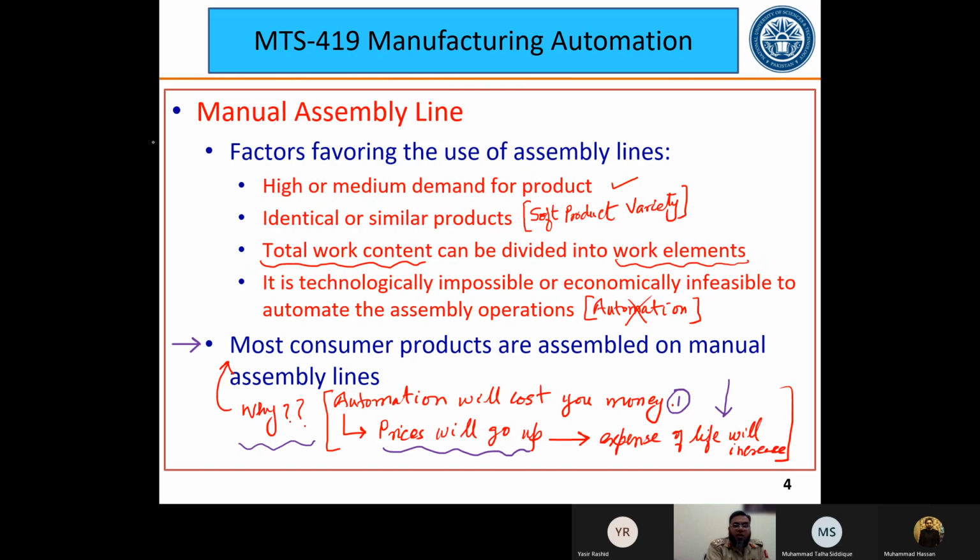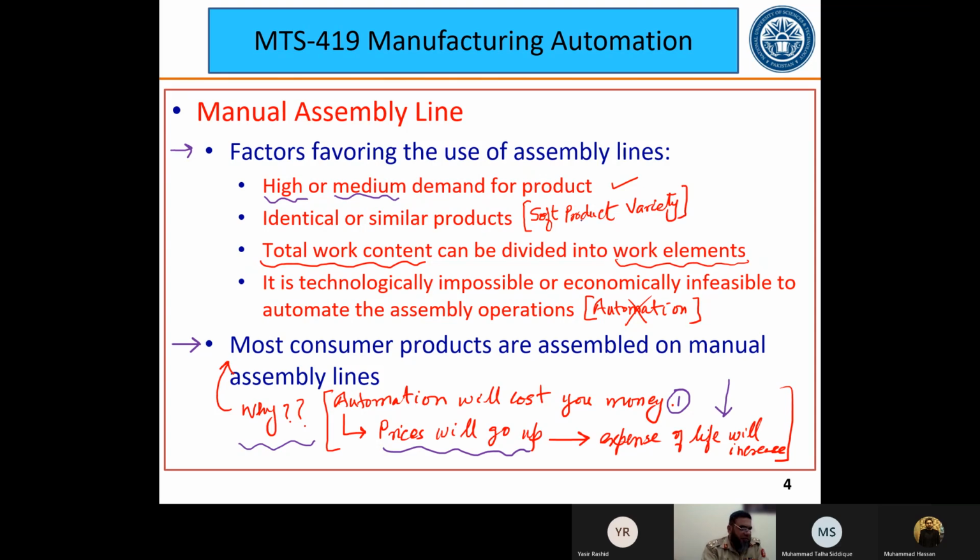Okay. Now let us come over to the first point, which will tell us what the factors are which favor the use of assembly lines. Number one is high or medium demand of the product. We would be looking at the products which are in high or medium demand. Definitely these are the products which are being used in daily life, so these will be in the category of high or medium demand. Number two, identical or similar products.